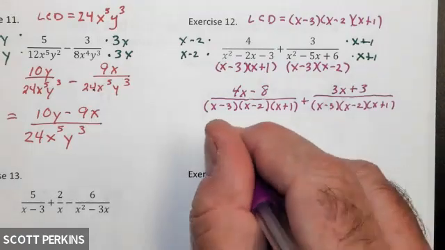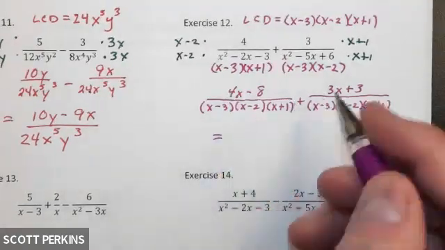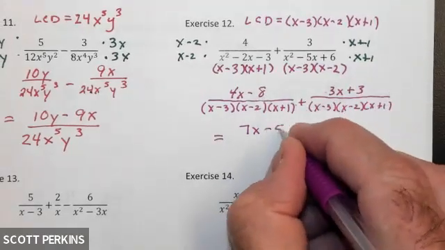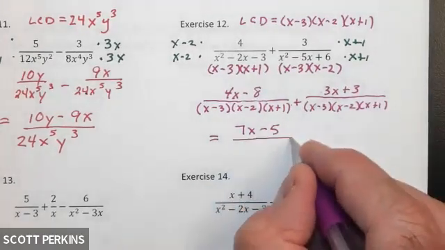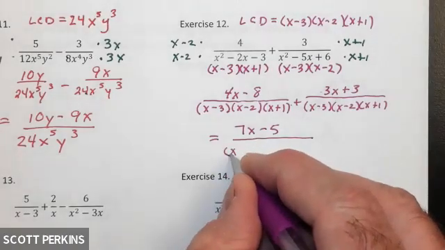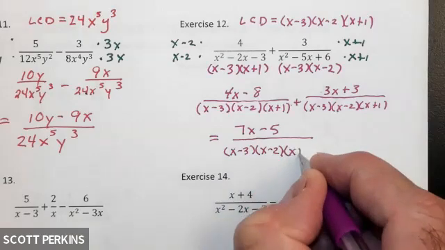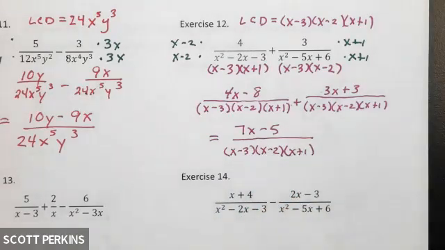Now I'm ready to add. So 4x plus 3x, that's 7x. -8 plus 3 is -5. There's nothing in common there, so there's nothing to do. And then do not take the time to remultiply. That would be crazy. Just go ahead and write down your common denominator, and there it is. That's done. 7x minus 5 over the x minus 3, x minus 2, x plus 1.